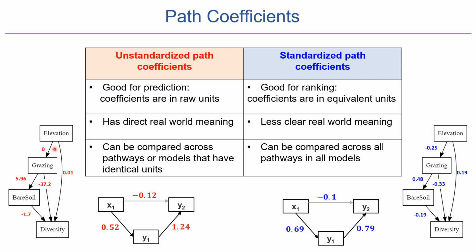And if our models have variables that have identical units, then we can, of course, use the unstandardized path coefficients. But in many ecological studies, the majority of them display the standardized form of path coefficients because even though they have less clear real-world meaning, the idea usually is to compare the strength of the effect across different links, across variables with a different scale. And this also allows us to compare links not only in one model, but also in different models with variables of a different scale.